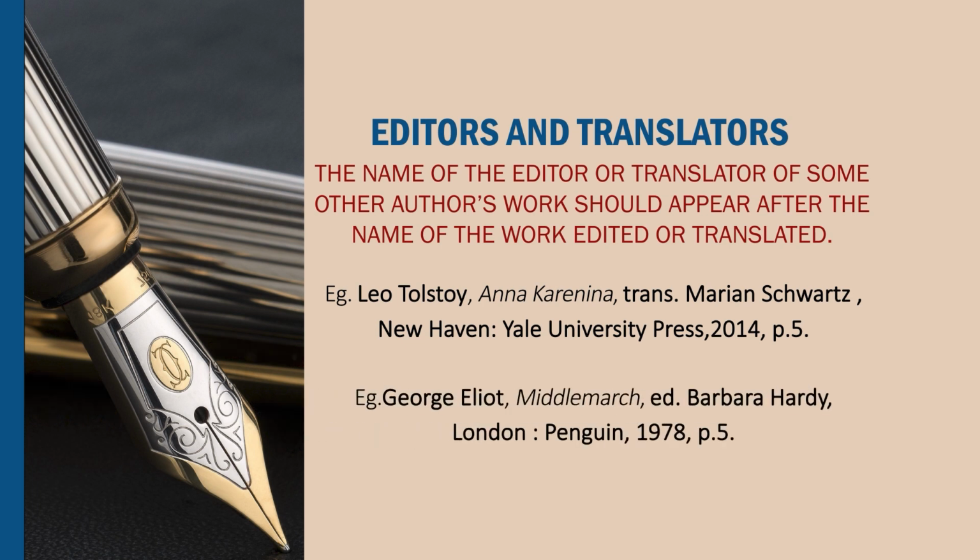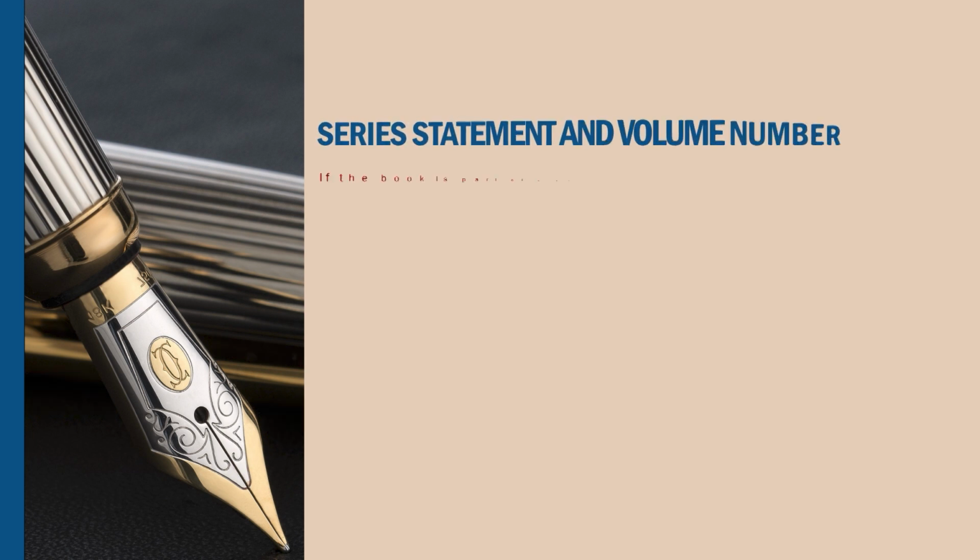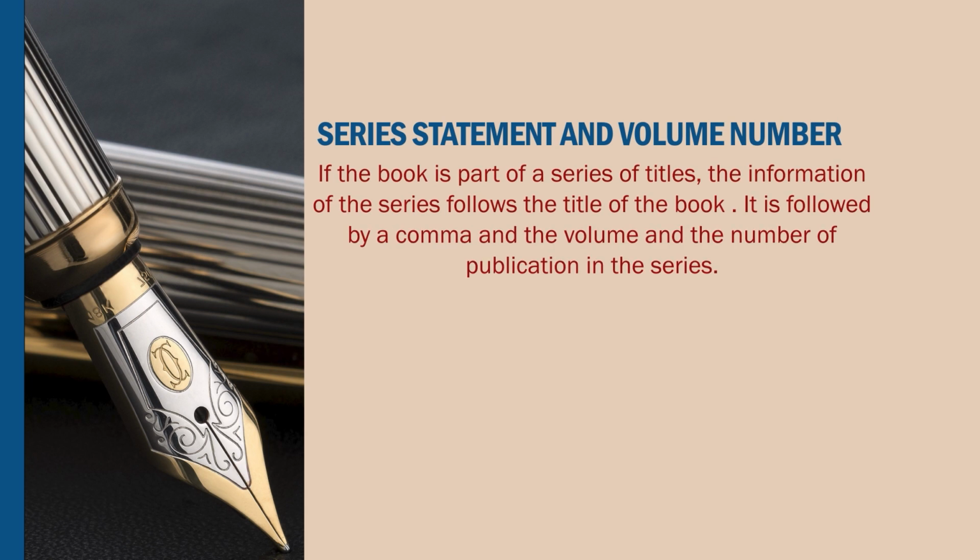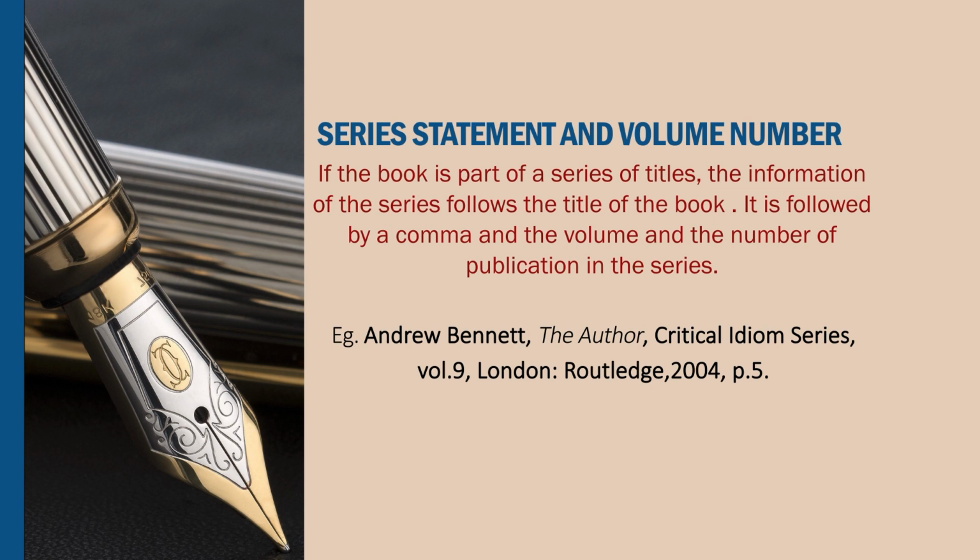Similarly, George Eliot has written Middlemarch, which is edited by Barbara Hardy. So, the primary author's name and then the editor's name, followed by publication details. Series statement and volume number are also something you would keep in mind. If the book is part of a series of titles, the information of the series follows the title of the book. It is followed by a comma and the volume and the number of the publication in the series, as you can see in the example given above.